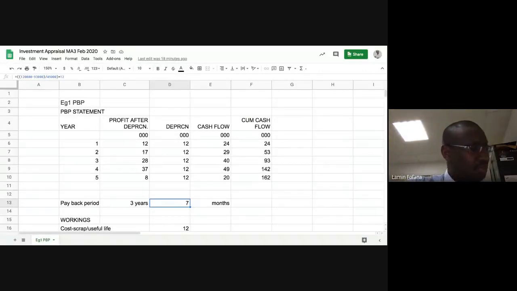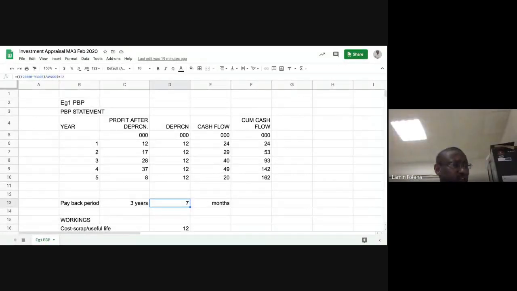So I'm going to read the question quickly. It says a project involves the immediate purchase of plant at a cost of 110,000. It will generate annual profits before depreciation of 24,000 for 5 years. This is annual profit before depreciation. What is profit before depreciation? Is it accountant's profit or is it cash flow?